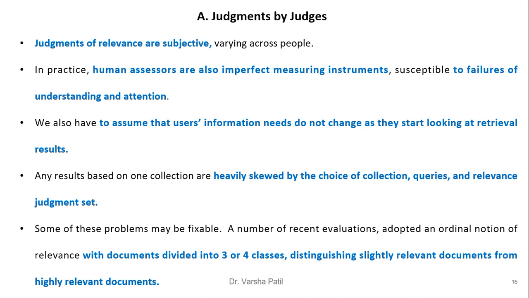Some of the problems may be fixable. For example, a number of recent evaluations adopted an ordinal notion of relevance, with documents divided into 3 classes instead of only 2 classes, relevant and non-relevant. Now the classification has 3 to 4 levels, distinguishing slightly relevant documents from highly relevant documents. So this change we can make: instead of only 2-way classification, we can go for multi-way classification.